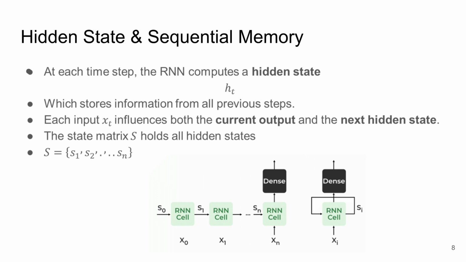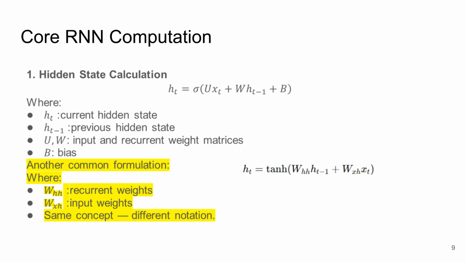Let's talk more deeply about the hidden state. At each time step, the RNN computes H_T, a vector that stores information from all previous steps. Each input X_T influences both the current output and the next hidden state, creating a chain of memory through time. We can visualize this as a state matrix S that holds all hidden states from time 1 to time n. This matrix is essentially the complete memory of the sequence. Now for the mathematical heart of the RNN. Here's the equation for computing the hidden state.